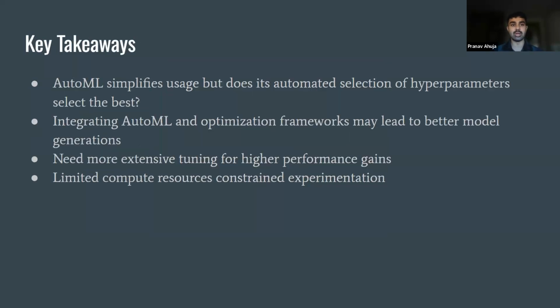Now, the key takeaway is that AutoML does simplify usage, but does the automated hyperparameter selection choose the best? I do not believe so. I think that integrating automated machine learning and optimization frameworks such as Optuna may lead to better model generation. Also, we do need more extensive tuning for performance gains, as that could result from better optimization for our model. And if we can overcome our limited compute resources, we can have a better experiment with better performance gains and better optimization for our model.